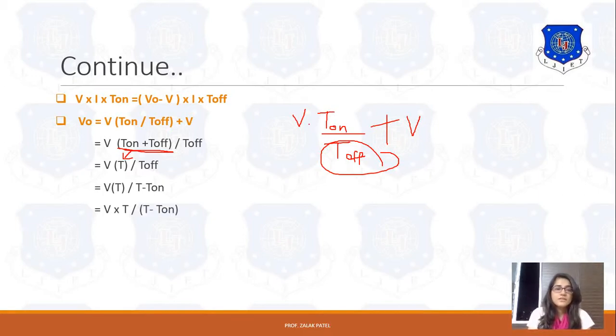So if we rewrite this and take T as common, then 1 minus T on time divided by T, meaning we divide the equation by T. So T by T means 1 minus T on by T. Now T on divided by T means on time upon total time, which is nothing but the duty cycle. So it can be written like this: V upon 1 minus D. D is nothing but the duty cycle or duty cycle factor. So this is the final output voltage equation.